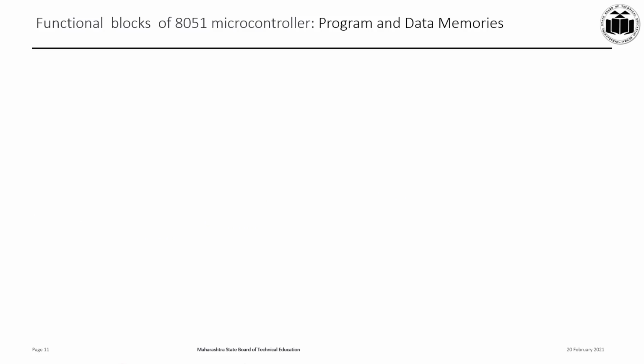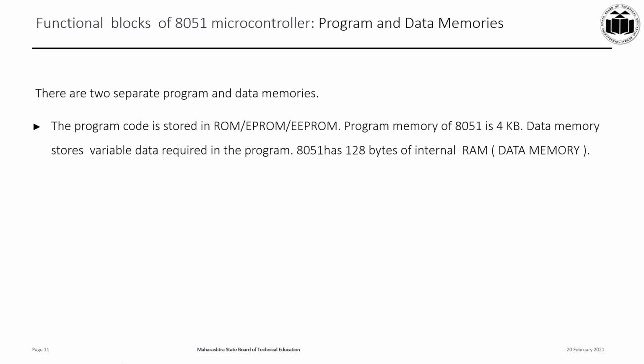The program and data memories. There are two separate memories, one for program and one for data. The program code is stored in ROM in case of the 8051 microcontroller, whereas for the other microcontrollers it can be stored in either EEPROM or flash. The program memory of the 8051 is of 4 kilobytes.